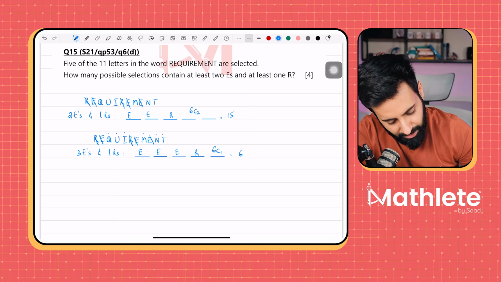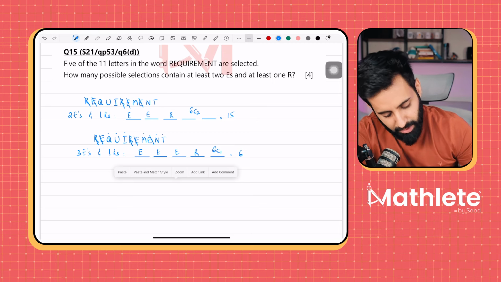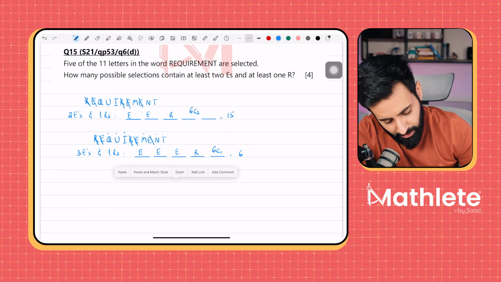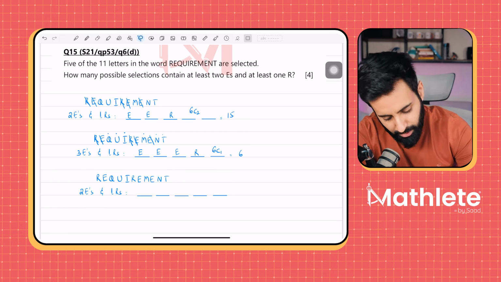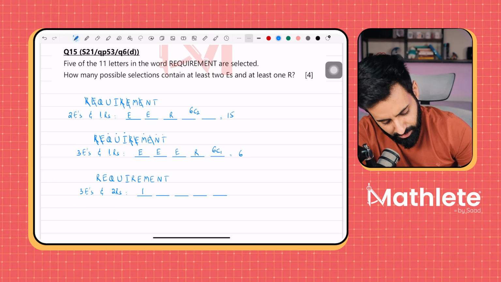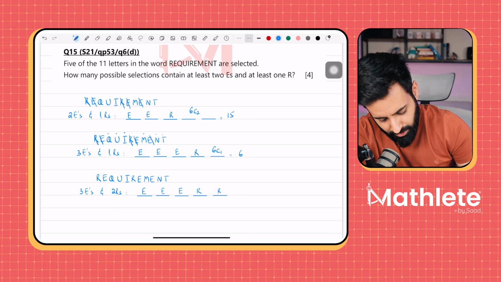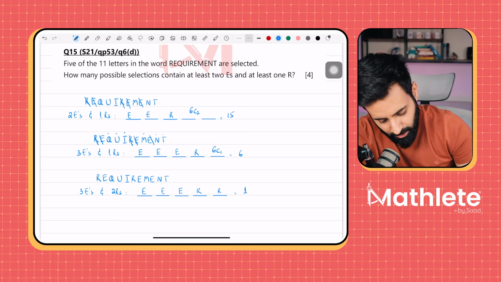Now notice that we have increased the number of E's, but not the number of R's. So let's increase the number of R's. Now I can select 3 E's and 2 R's. Is that possible? Yeah, that's possible. So if I select 3 E's and 2 R's, that's it. We don't have to worry about anything else, since no letter is left, everything's selected. So that's one way to do that.